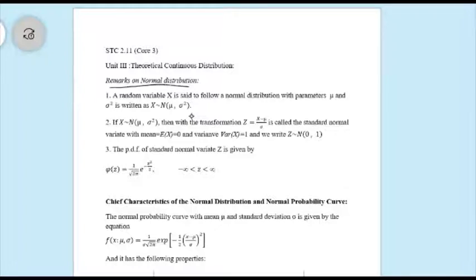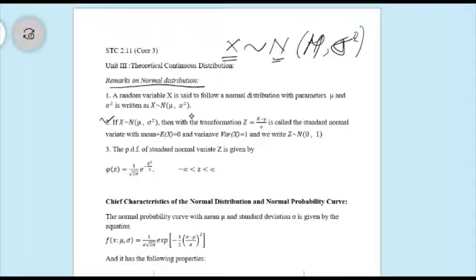Some remarks on normal distribution. Number 1. A random variable x is said to follow a normal distribution with parameters mu, which is mean, and sigma square, the variance, is written as x follows normal distribution with mean mu and variance sigma square. The meaning is that X is a continuous random variable which follows normal distribution with mean mu, that is the mean of X is mu, and sigma square is the variance of X.